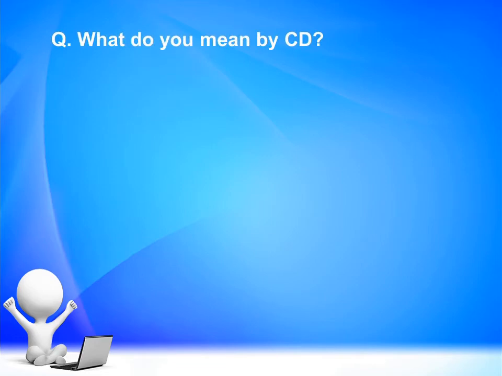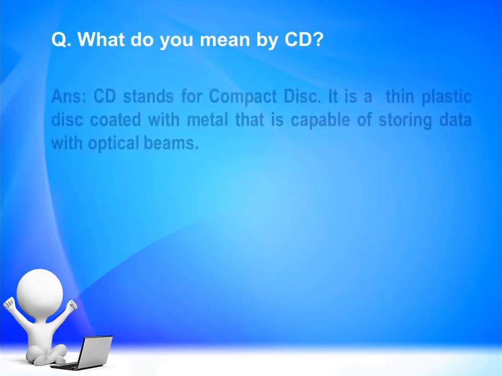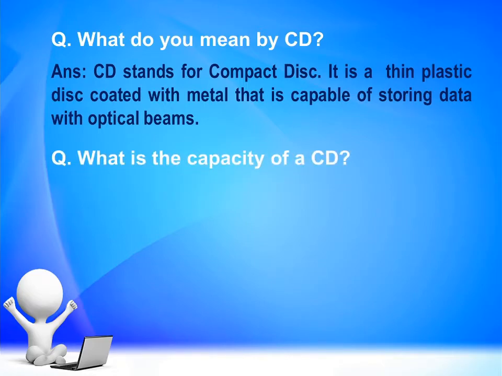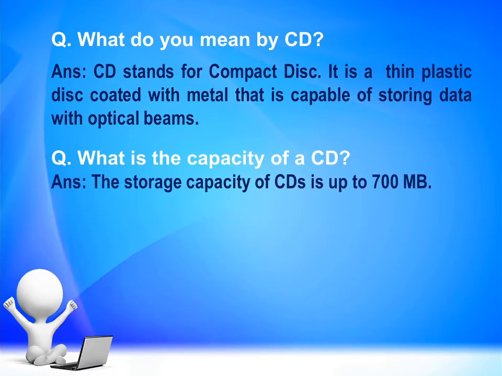Next, what do you mean by CD? The answer is CD stands for compact disc. It is a thin plastic disc coated with metal that is capable of storing data with optical beams. Next question, what is the capacity of a CD? The storage capacity of CDs is up to 700 MB.